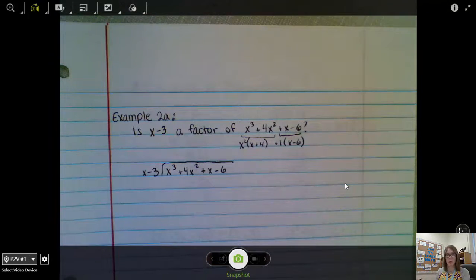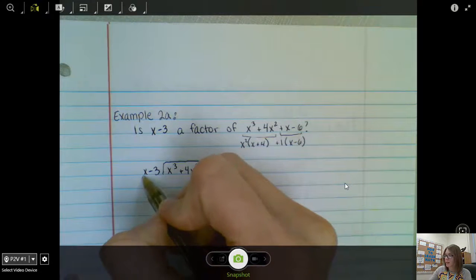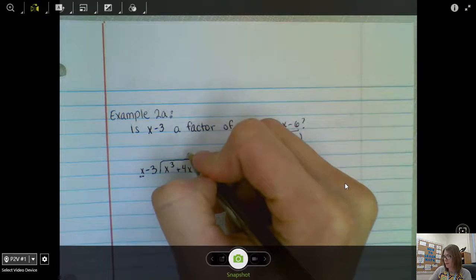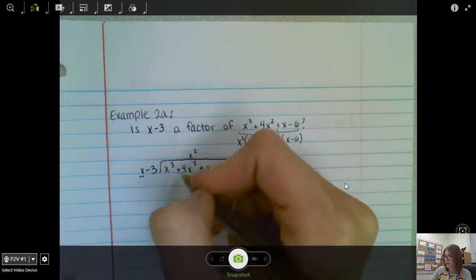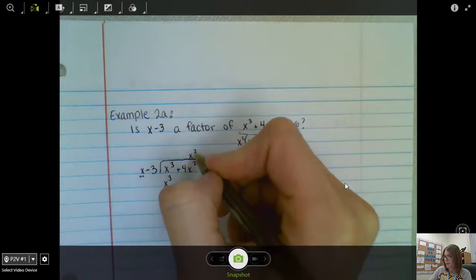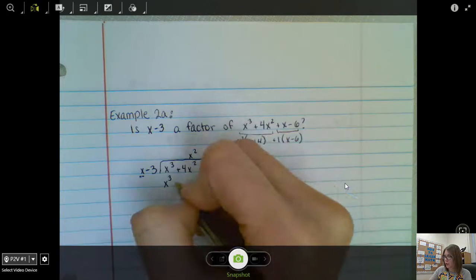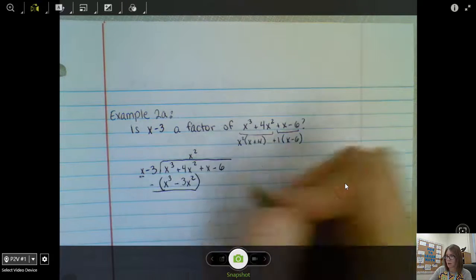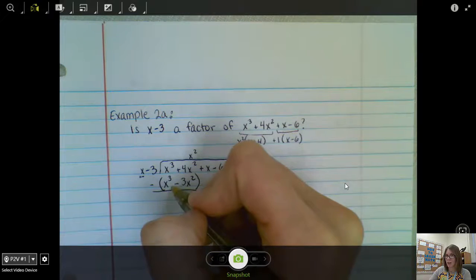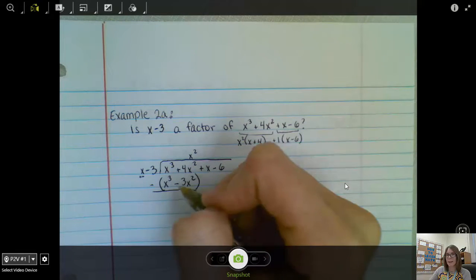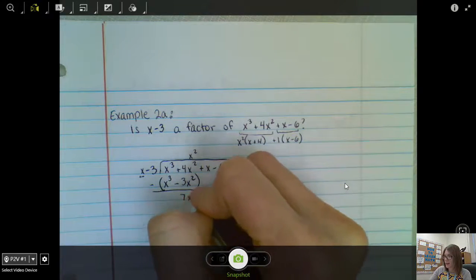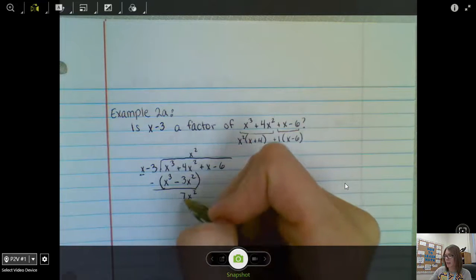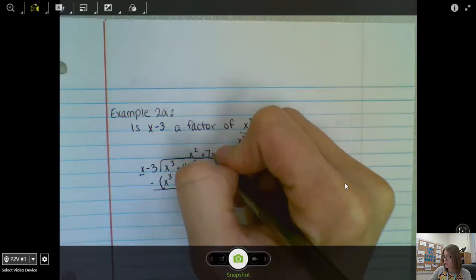So just like what we were doing before in our first examples, let's look at our first term. X times what gives me x cubed? It's x squared. X squared times x is x cubed. X squared times negative 3 is negative 3x squared. And subtract down. Our x cubed terms cancel out. 4x squared minus negative 3x squared gives me positive 7x squared. And x times 7x gives me 7x squared.